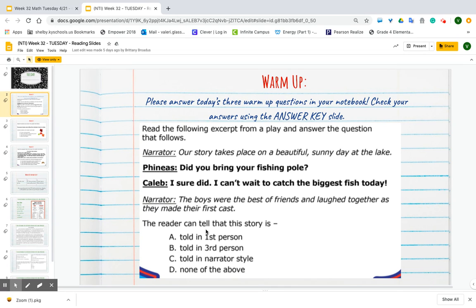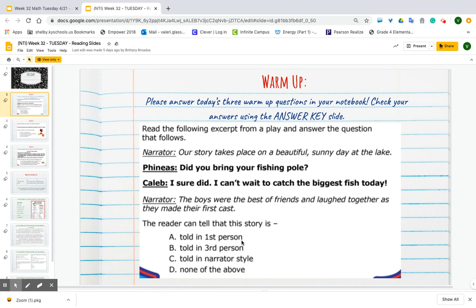The reader can tell that the story is told in first person, third person, told in narrator style, and none of the above. When we're talking about what something is told in what person, we know it has to probably be one of these, right? And then we got told in narrator style. Well, that one doesn't make sense because all narrators have some kind of style.